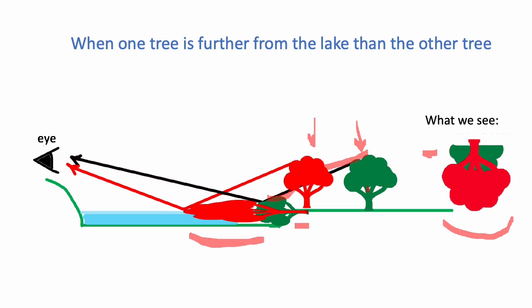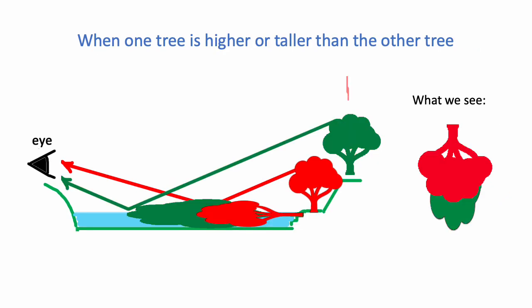Now, what if this green tree were higher up on a hill or taller than the red tree? Well, now the light from the green tree hits the water at a steep angle to go to your eye. And this steep angle forces the green light to bounce off the lake much closer to your eyes than the red tree. And as a result, the reflection of the green tree actually stretches further down, lower than the red tree, peeking out directly underneath it.